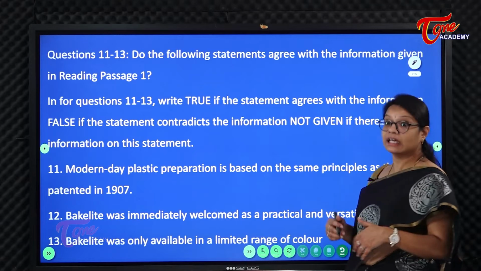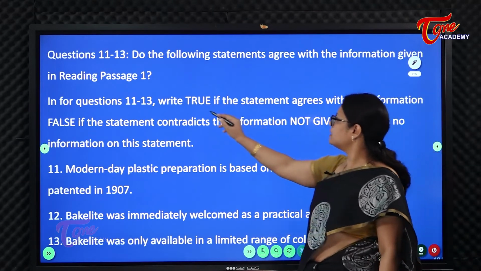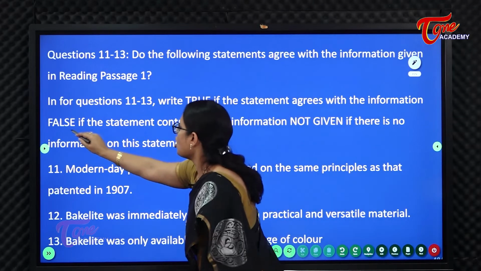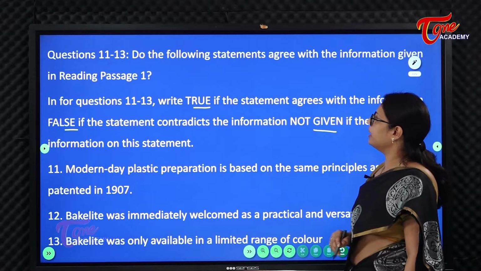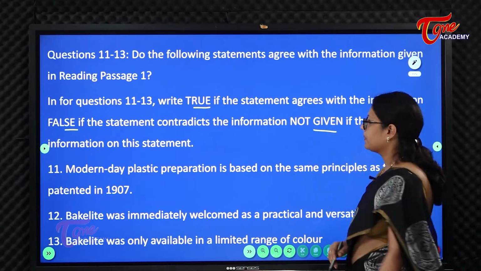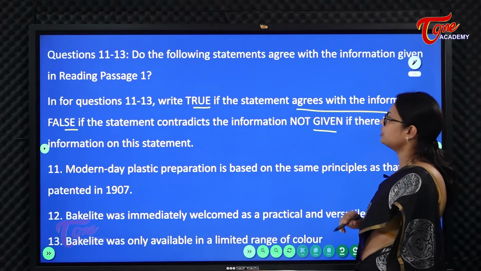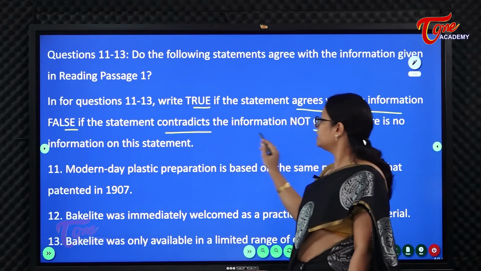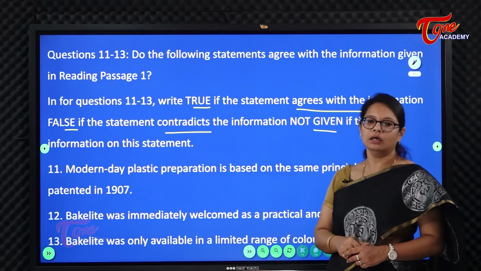Now moving on to another kind of questions. Most of the questions come this way. Another kind of questions is true, false or not given. What does he say? In questions 11 to 13, do the statements agree with the information given in reading passage 1? Write true if the statement agrees with the information, false if the statement contradicts the information, and not given if there's no information on that particular statement.